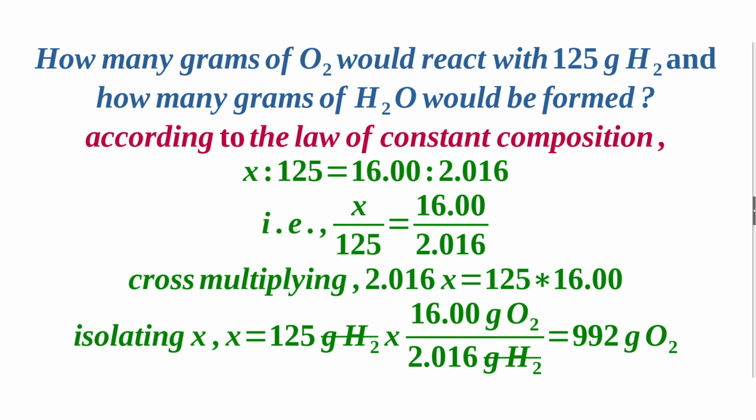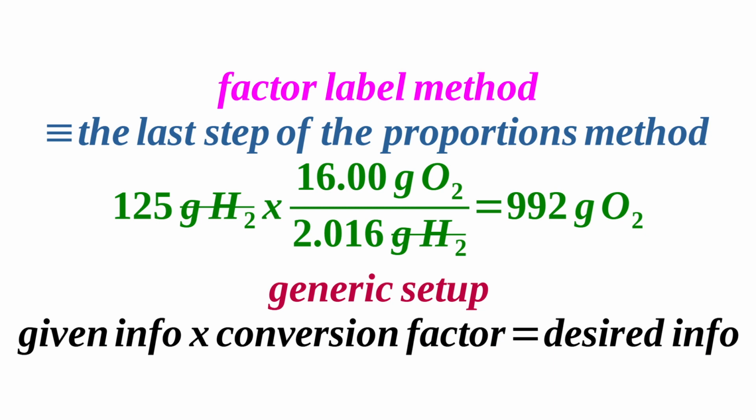Whenever a proportion exists between any two quantities, the last step seen here is always of this particular pattern. Therefore, omitting the previous steps, this last step alone is what is used by chemists under the name factor label method as an efficient shortcut for the proportions method. In this setup, 125 gram H2 is called the given info in which the unit has to be changed.